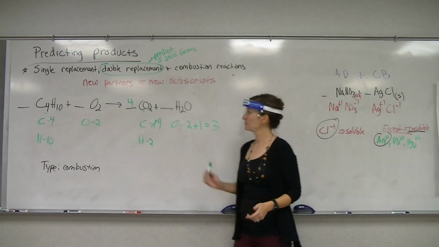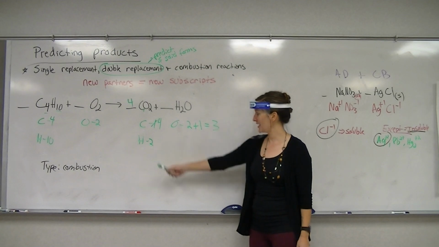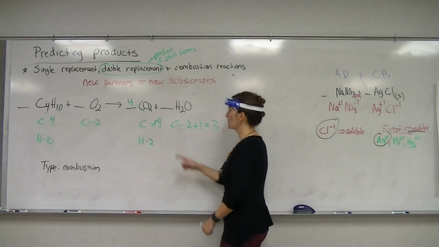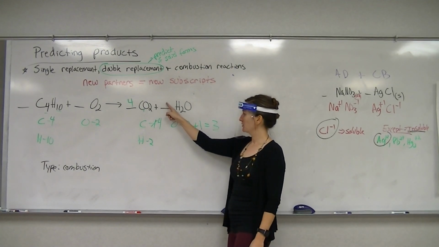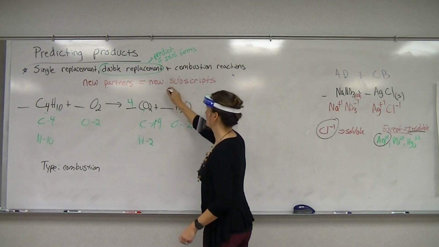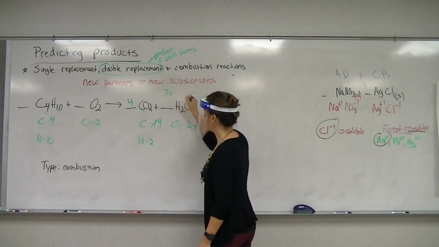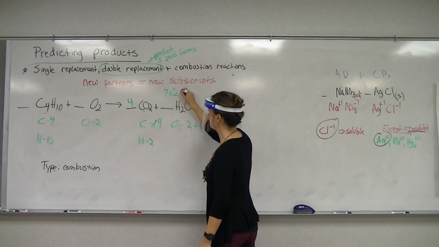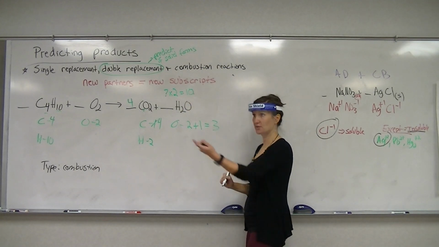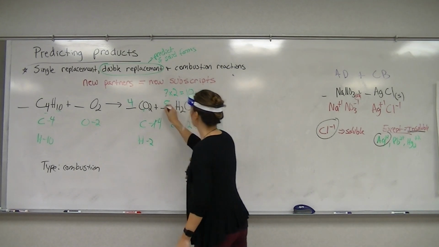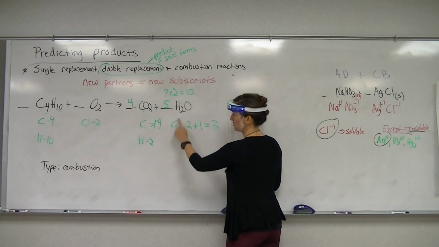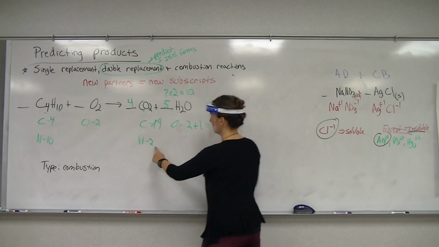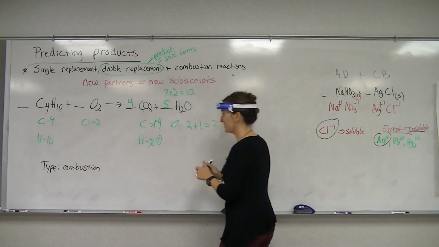Hydrogens are next. 10 on the reactant side, I need 10 over here. So what coefficient can I put that will give me 10? So it's what times the subscript of 2 is going to equal 10. And you said 5, right? Yeah. So 5 times 2 gives me 10.